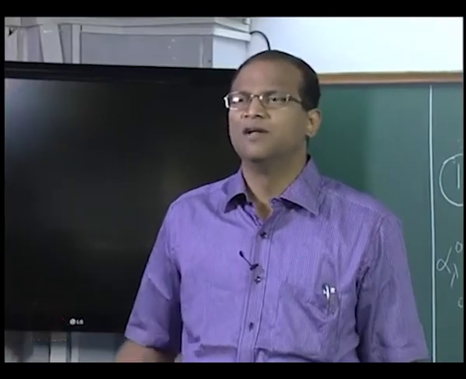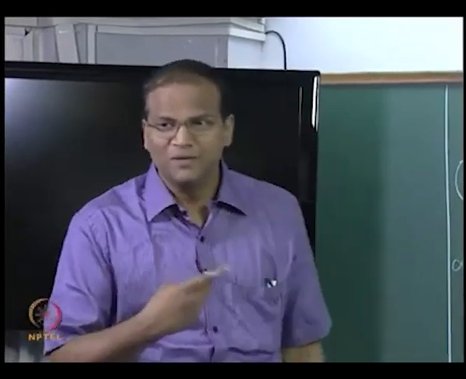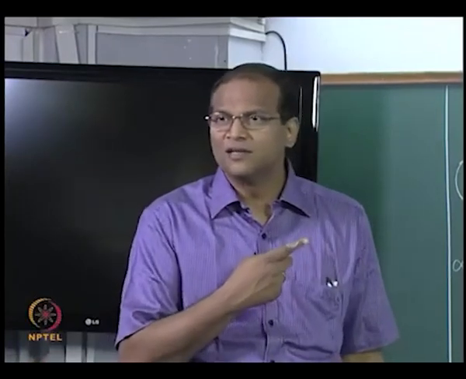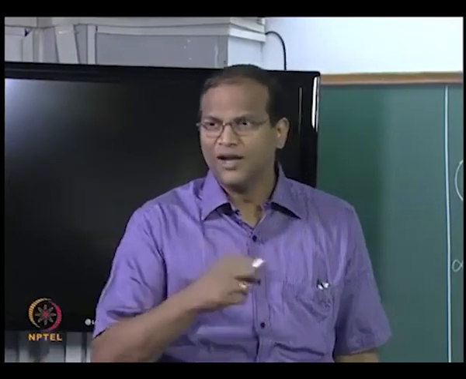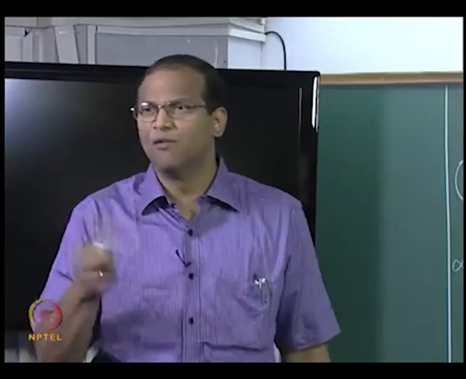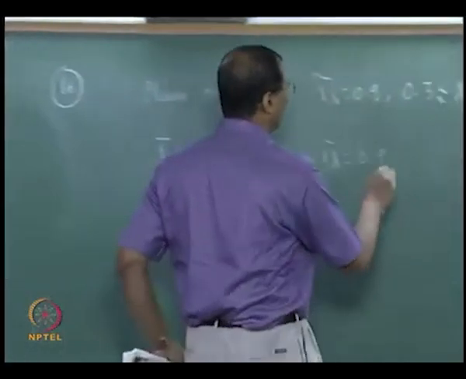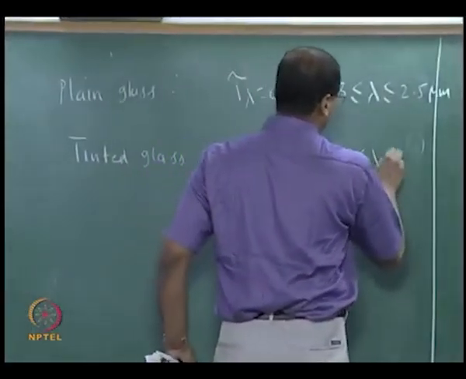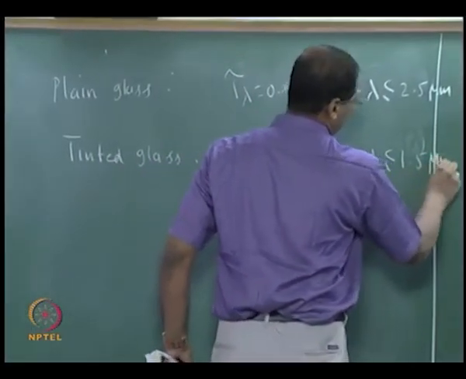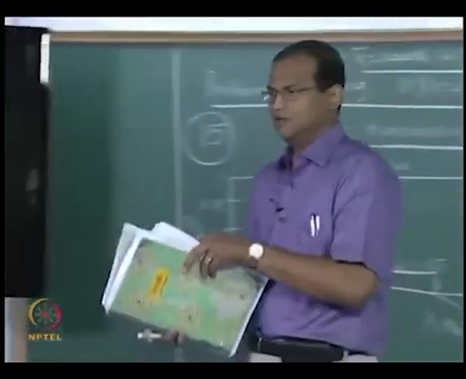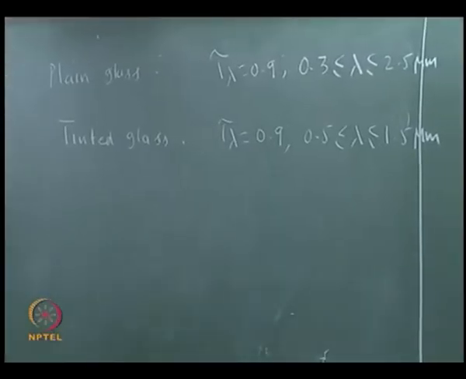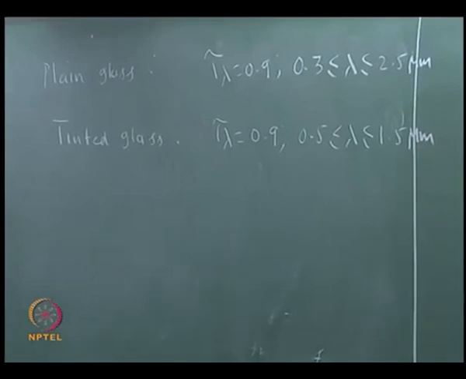What's the big deal? Why is everybody trying to sell the tinted glass? Why is the tinted glass more expensive? The range must be different. It should have the same transmissivity over a narrow spectrum, a narrow band. In fact, it has it only between 0.5 to... Okay. So the spectral transmissivity of plain and tinted glass can be approximated as given on the blackboard.